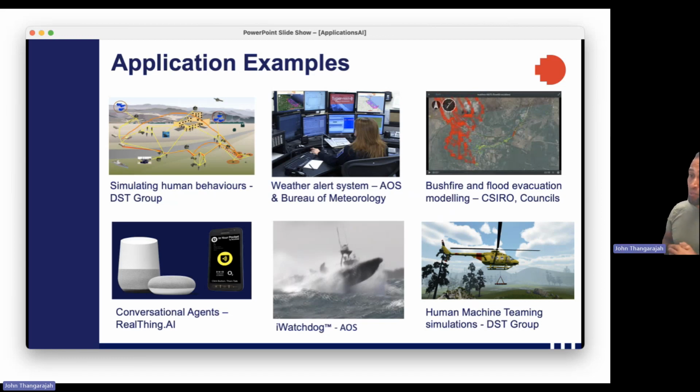And again, more recently, we've been looking at human-machine teaming with these multi-agent systems, and humans coming in and working as true collaborators. And how do we do that? Again, this is work that we've been doing with the Defense Science Technology Group.